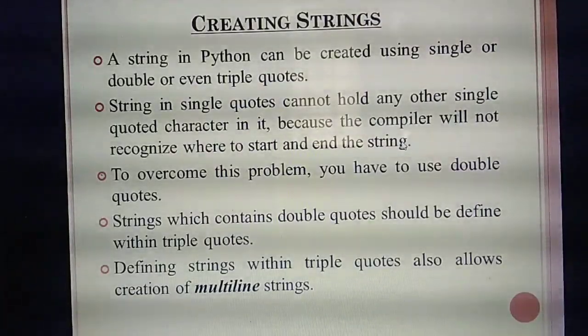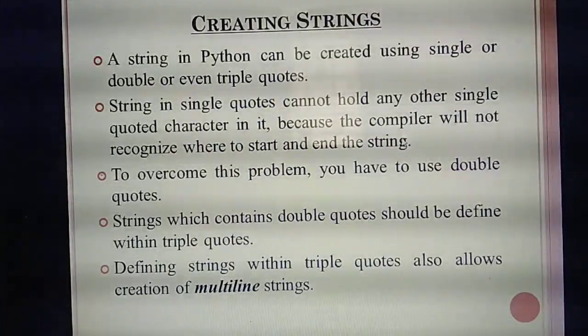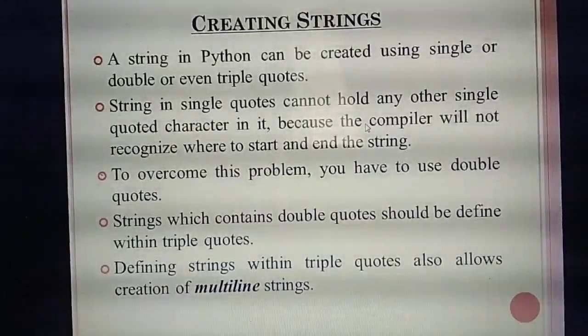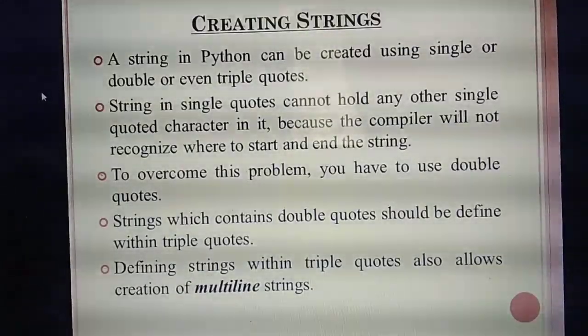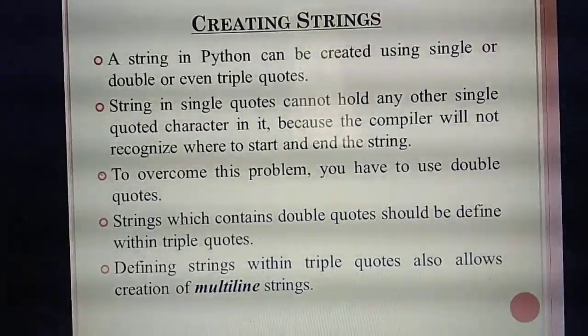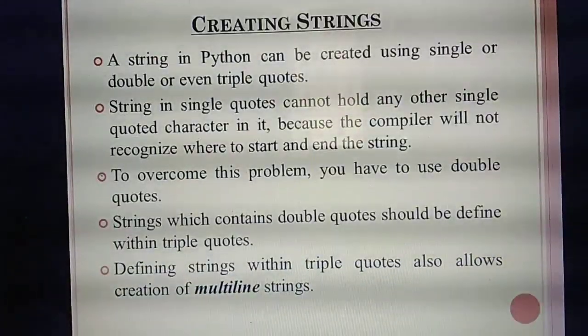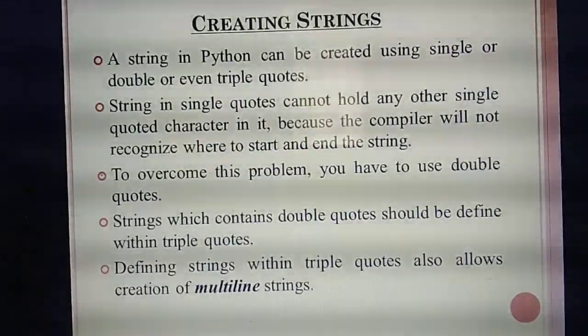Sometimes if you are mentioning some sentence, what sentence did I say? It's raining. In the gap between IT and S, one apostrophe will be there. If you mention it in single quotes, for example see this one, in between IT and S one apostrophe is there, isn't it? If you mention it like this, the compiler can't recognize where the string starts and where the string ends. So to avoid that, you use double quotes.